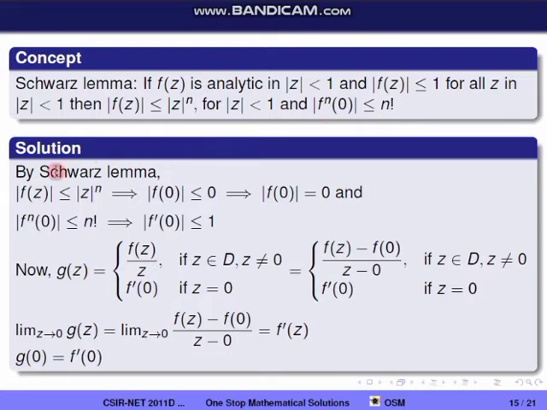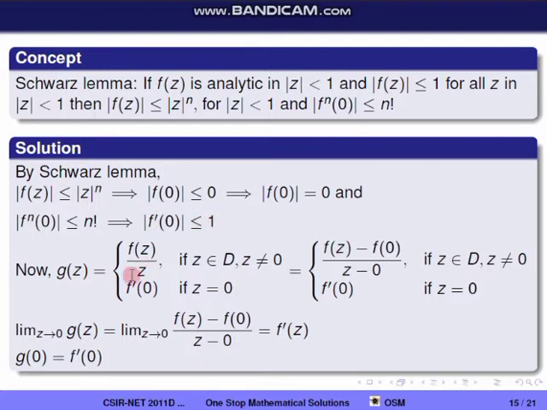So by Schwarz lemma we can say that |f(z)| ≤ |z|^n. In particular I am taking z equal to 0. So this implies |f(0)| ≤ 0. We know modulus value is positive, so this implies |f(0)| = 0. And also we will get that |f^(n)(0)| ≤ n factorial. This implies if we take n equal to 1, |f'(0)| ≤ 1.